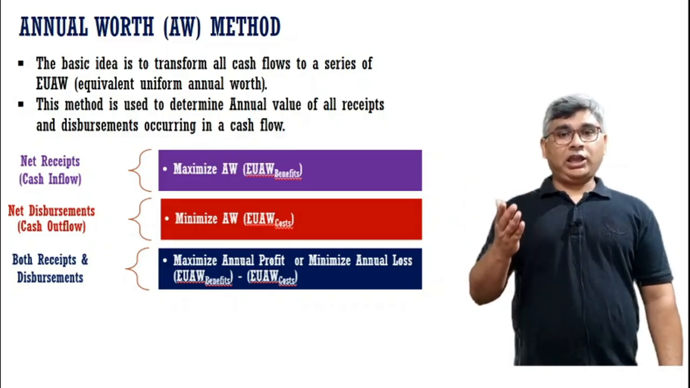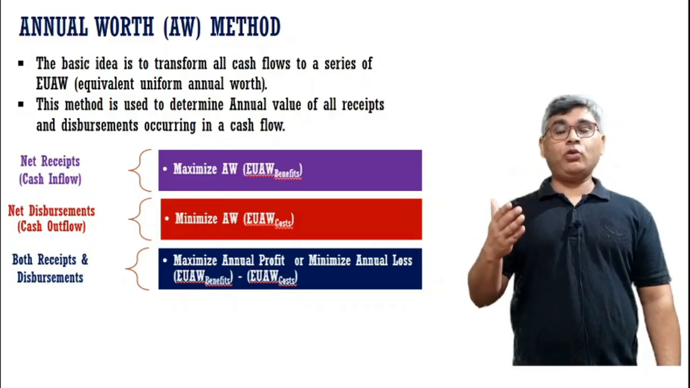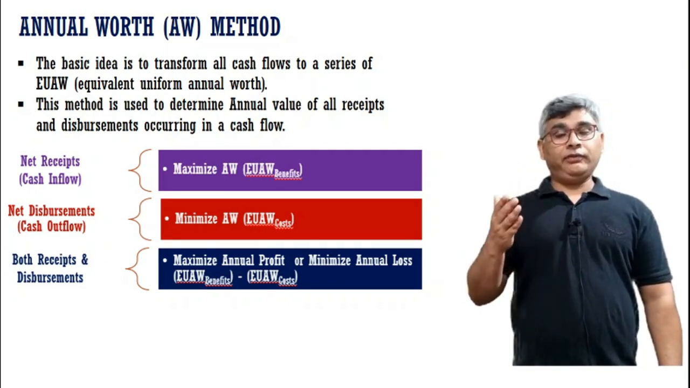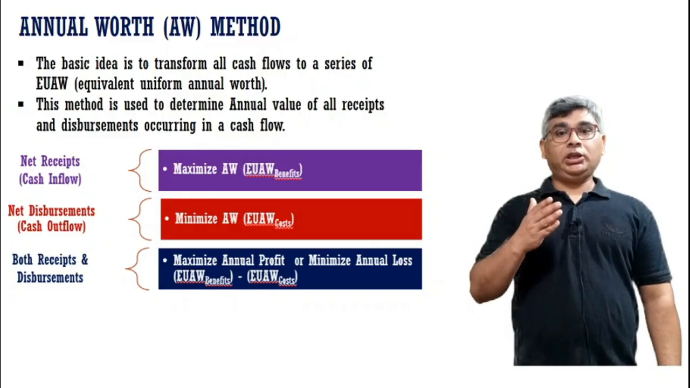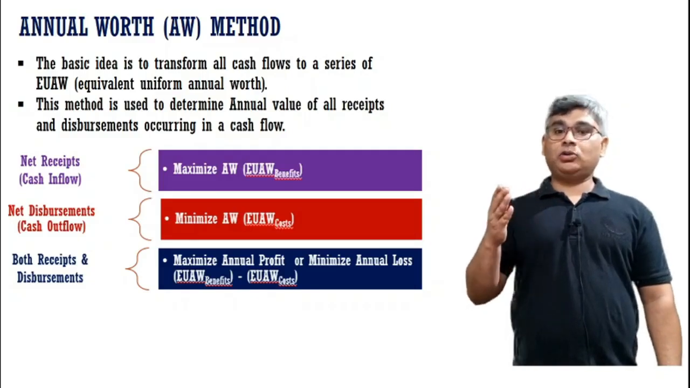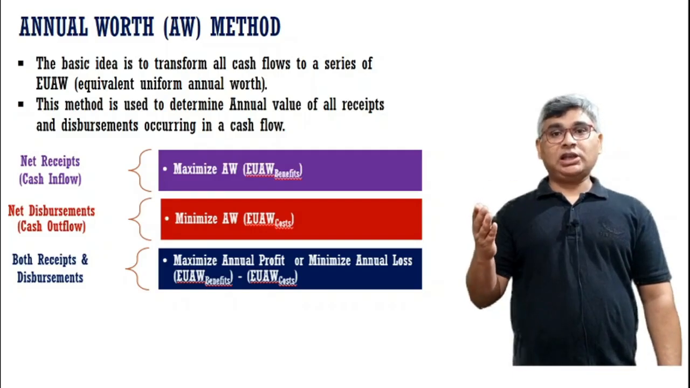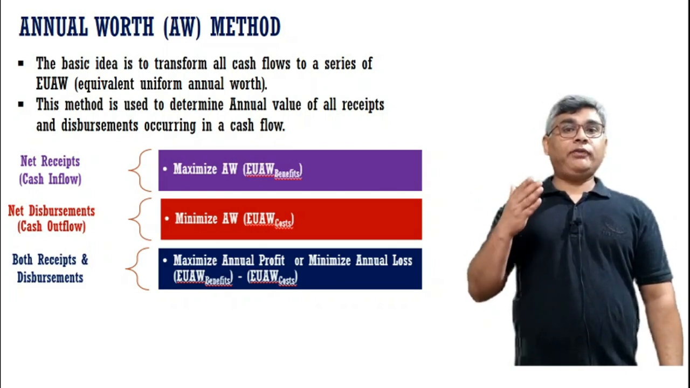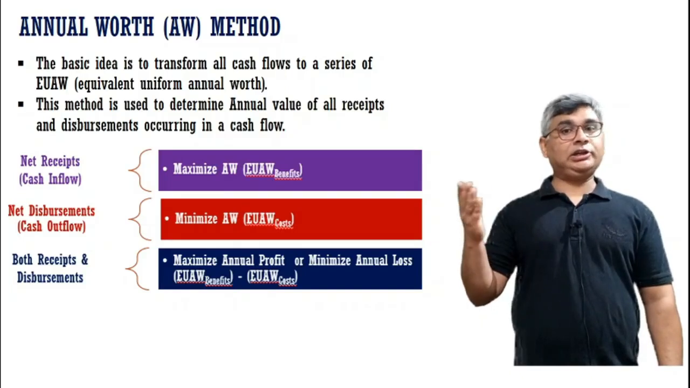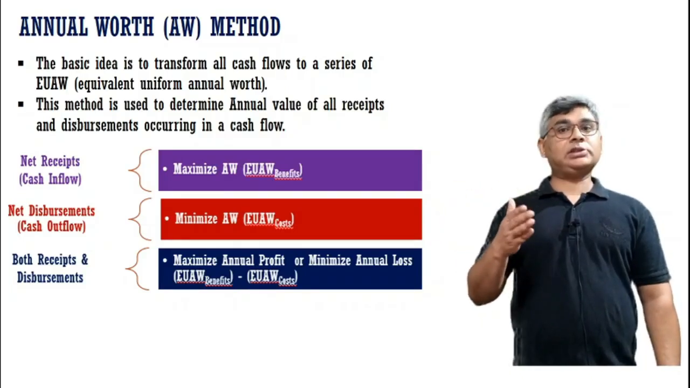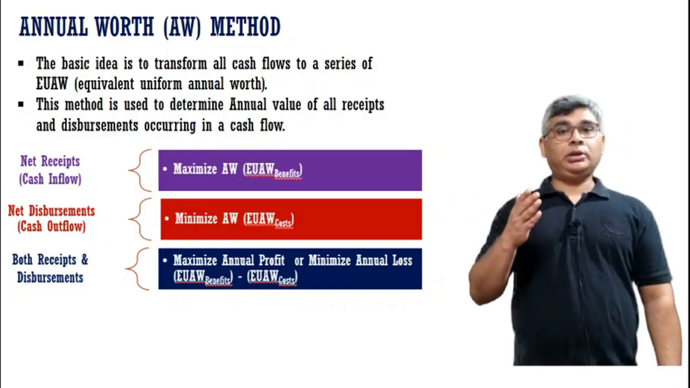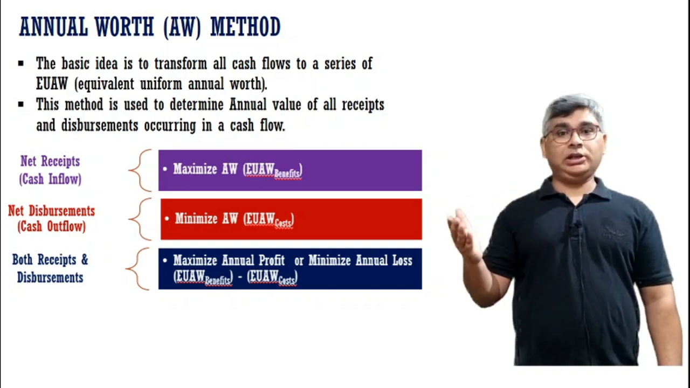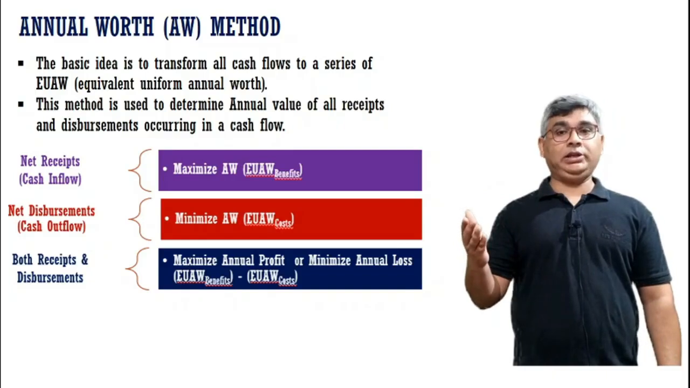In case we have a cash flow with inflows as well as outflows, that is both the receipts and the disbursements, then we take the difference between the annual worth of the benefits and the annual worth of the cost. Depending upon the sign, if the benefit minus cost value comes out positive, then the alternative with the maximum positive value is the selected one. And if this difference comes out negative, the one with the minimum expenditure, that is the minimum negative value, will be the selected criteria, because that is the kind of expenditure.